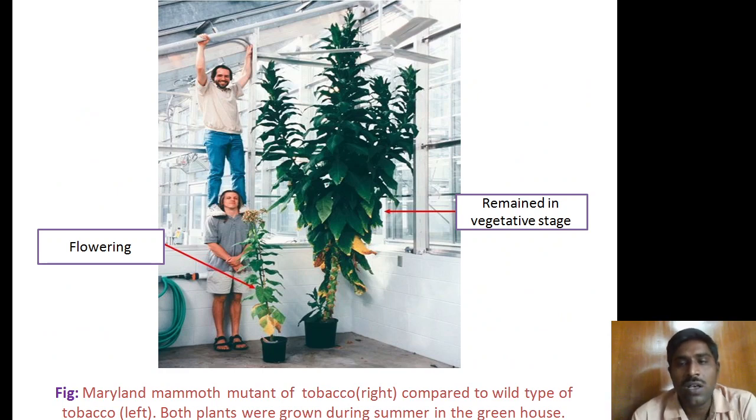We can see the flowering of Maryland Mammoth. Maryland Mammoth is a mutant tobacco on the right when compared to the wild tobacco on the left. With the wild type we can see the flowering, but in the case of Maryland Mammoth, there is no flowering. It grows very large, but there is no flowering during the summer condition. Both plants were grown during summer in the greenhouse. Generally a tobacco plant flowers during the summer, but the Maryland Mammoth on the right side does not flower within the summer.